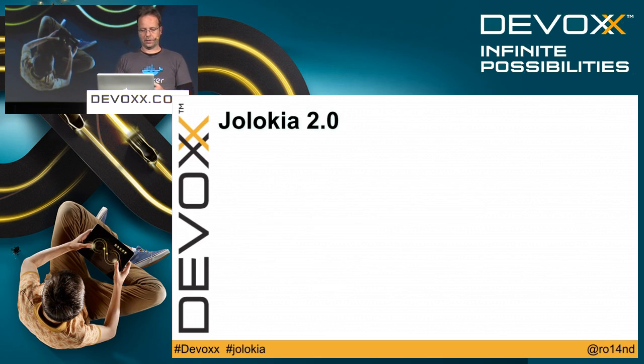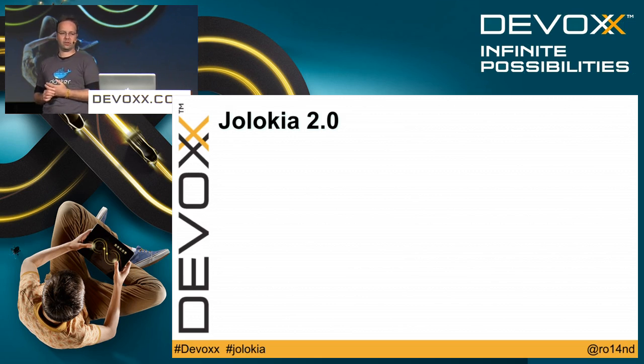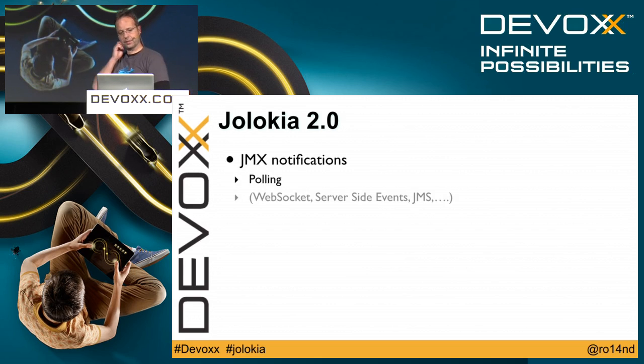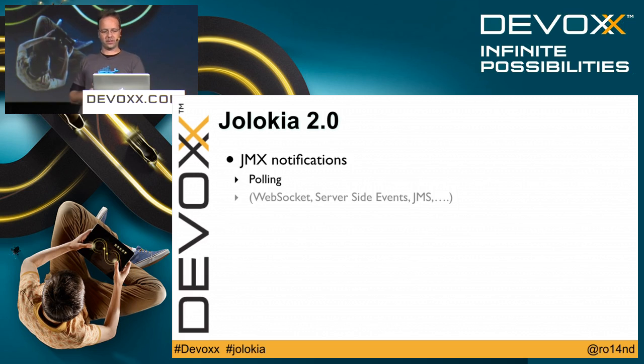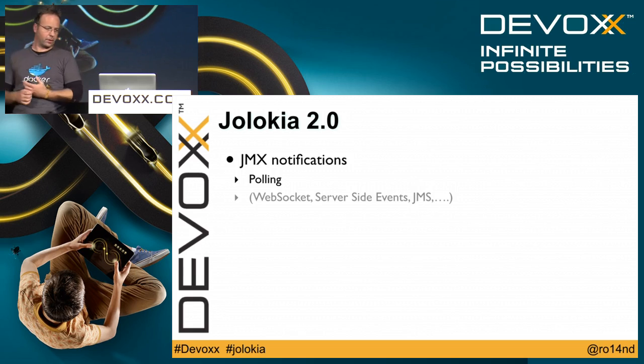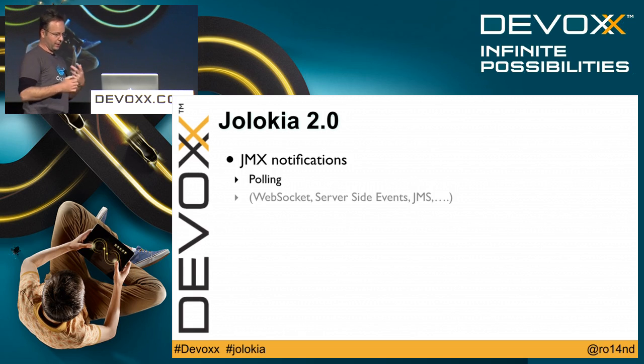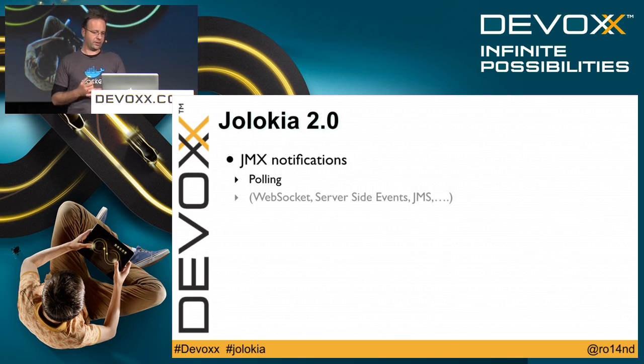Okay, now a sneak preview of the next version, Jolokia 2.0. What's next? As I said, Jolokia doesn't support notifications yet, so this is on the list. We have an initial implementation which uses polling. I'm just showing you a demo of how this works. But of course polling is not really the perfect solution. We are targeting, for one of the next releases, really using WebSockets or server-side events when they are available, or even things like JMS.